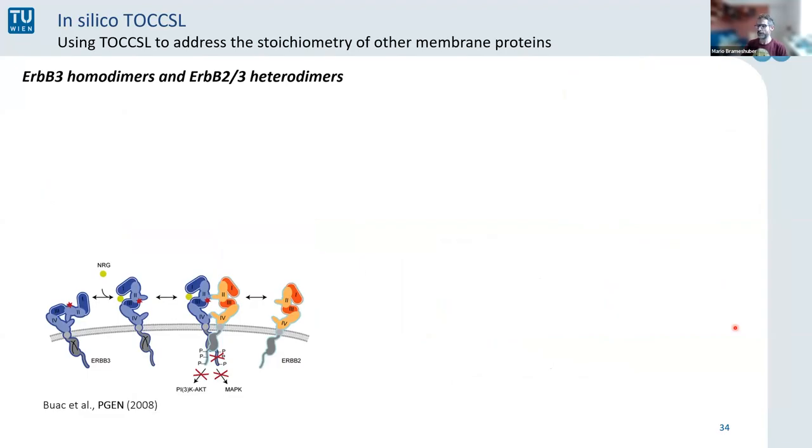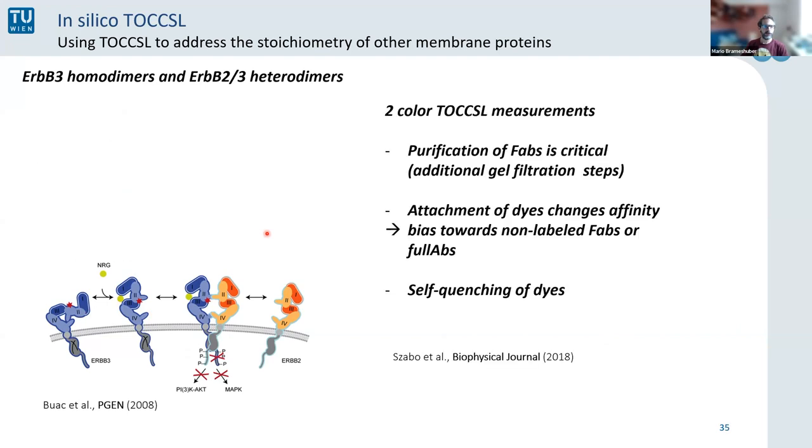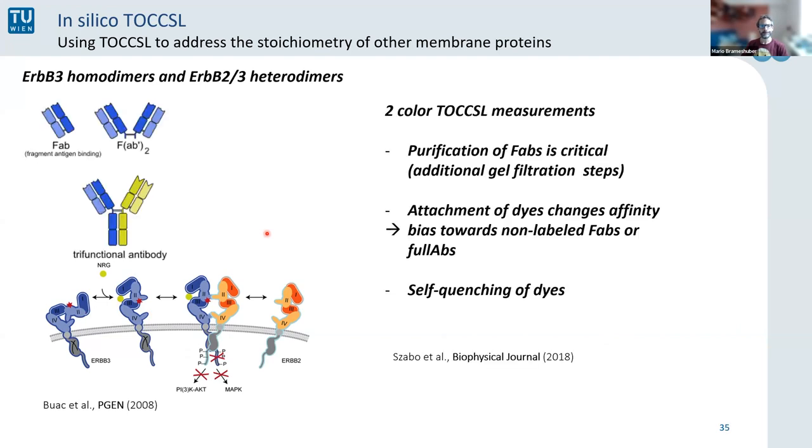For a completely different project, we looked at a receptor tyrosine kinase, in this case ERP3, from an image here, which can form homodimers or also heterodimers with ERP2. And we used a different labeling approach here because we didn't have any single chain fragments or nanobodies available. So we wanted to use antibody fragments for this project.